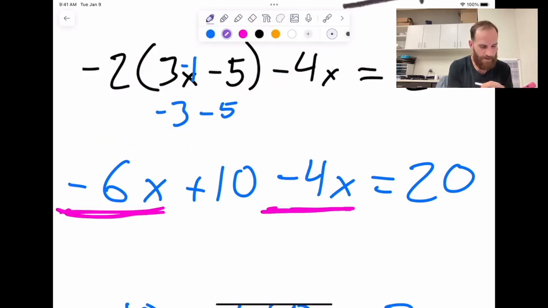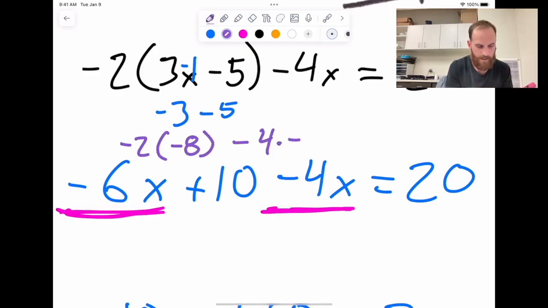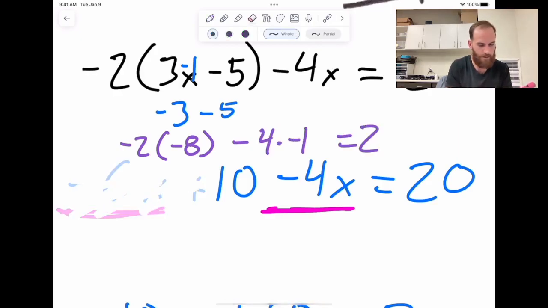Anyway, y'all. So if I put in negative 1, times 3 is negative 3 minus 5 is negative 8. We still have to multiply that by negative 2. Negative 4 times negative 1 equals 20. All right, let's test that out. Let me make some more room. We'll erase some more stuff.